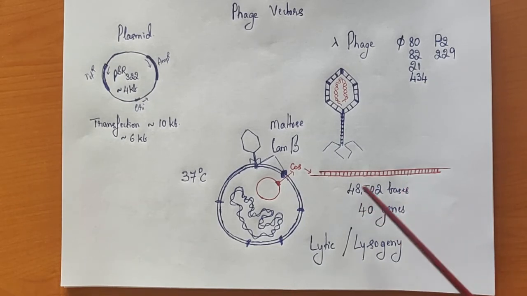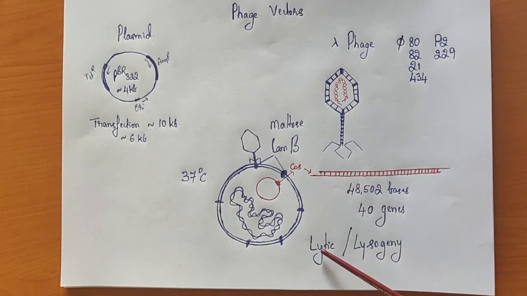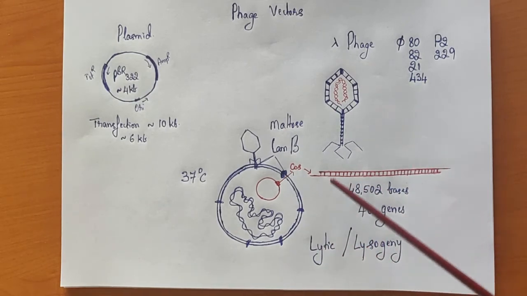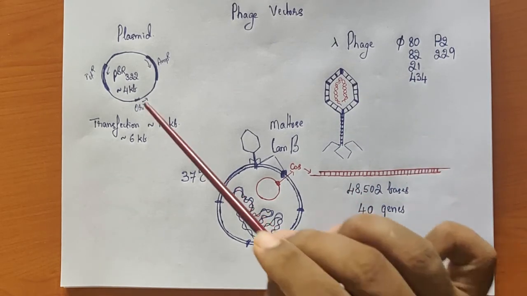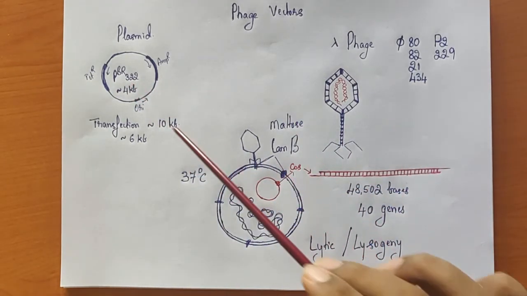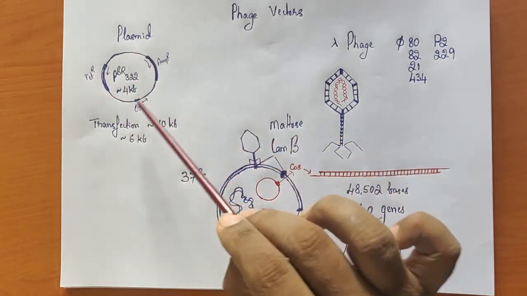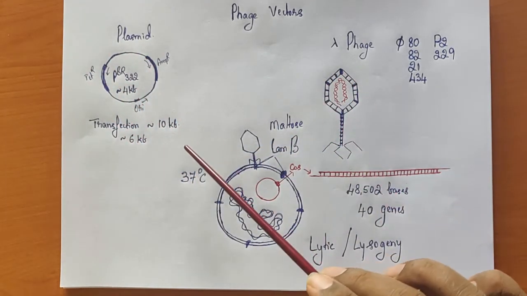In order to understand that, we have to study the lytic cycle and the lysogenic cycle. This is the life cycle of lambda phage, and how this lambda phage will have its lytic cycle or lysogeny. We will also find some similarities between plasmid and phage. Plasmid is a circular DNA but does not contain any head-like structures.